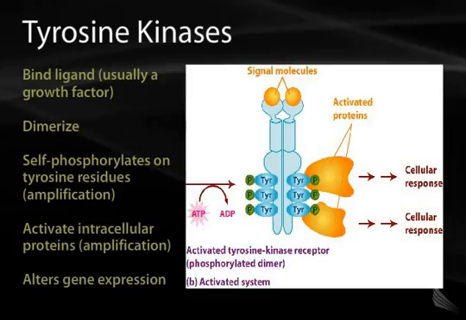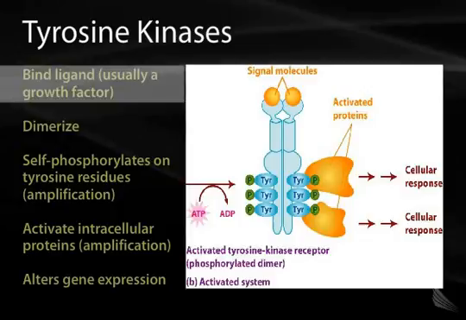Tyrosine kinases. Tyrosine kinases are the other major form of signal transduction pathway that are mediated by a membrane receptor. One major difference between tyrosine kinases and G protein linked systems is the type of ligand that's involved. Typically, for tyrosine kinases, growth factors are involved. So things like insulin-like growth factor, nerve growth factor, insulin itself, which is a growth factor. These all utilize tyrosine kinase receptors.